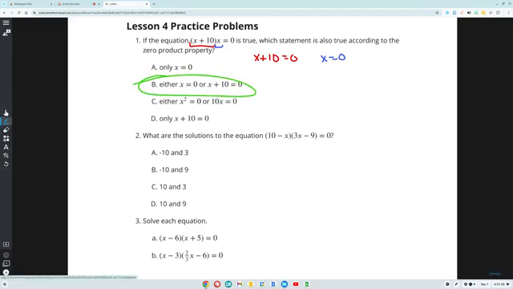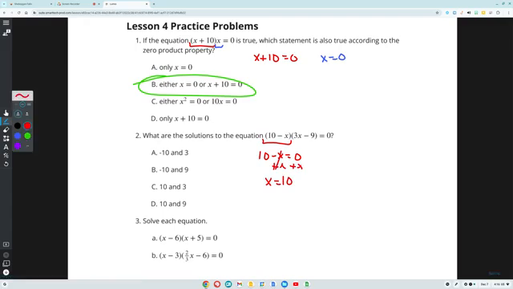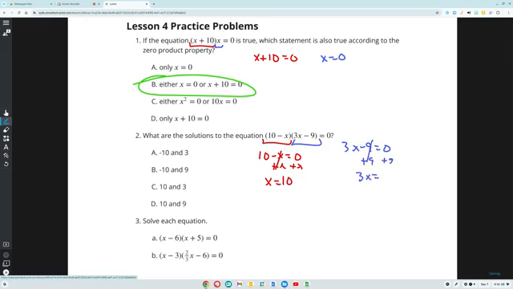All right. 2. What are the solutions to the equation 10 minus x times the quantity 3x minus 9 is equal to 0? So I need to set each one of my little factors equal to 0. So I'm going to ask myself, when is 10 minus x equal to 0? Well, if I add x to both sides, I end up getting x is equal to 10. So there's my one solution. And the other one, I need to ask myself, when is 3x minus 9 equal to 0? Well, if I add 9 to both sides, I get 3x is equal to 9. Divide both sides by 3, I get x is equal to 3. So there's my solutions, 10 and 3, which puts me at C.